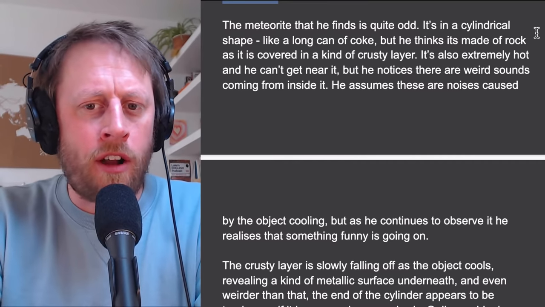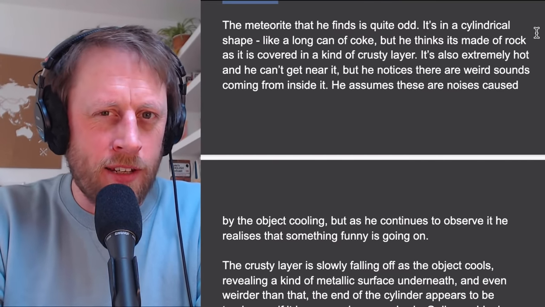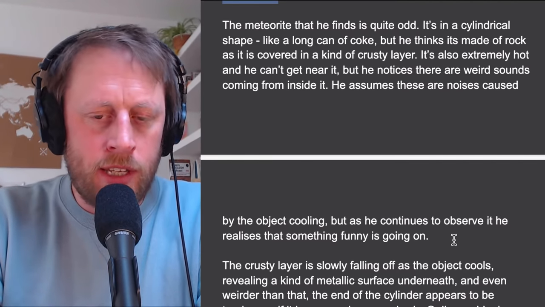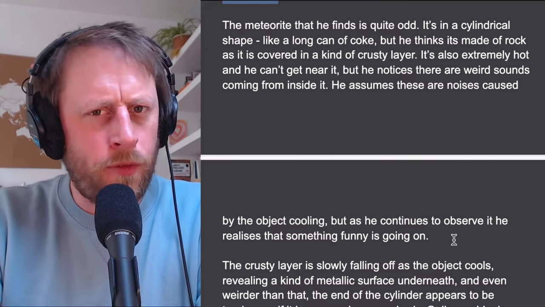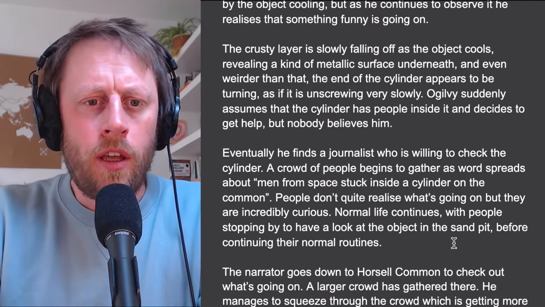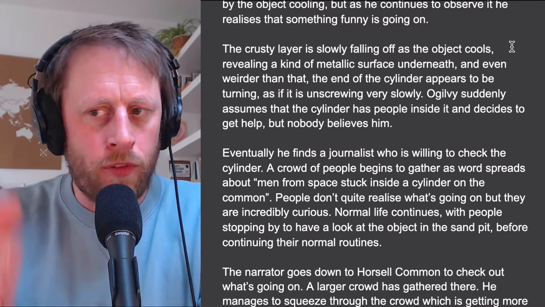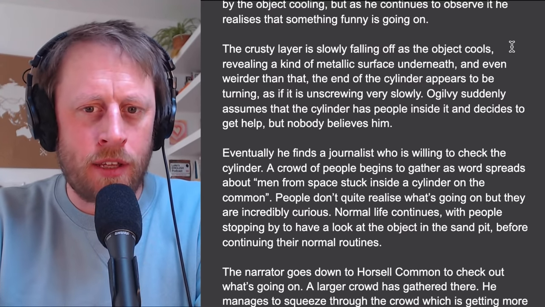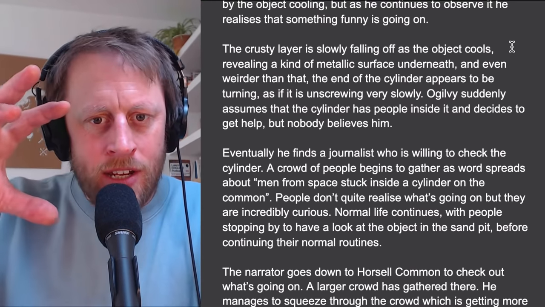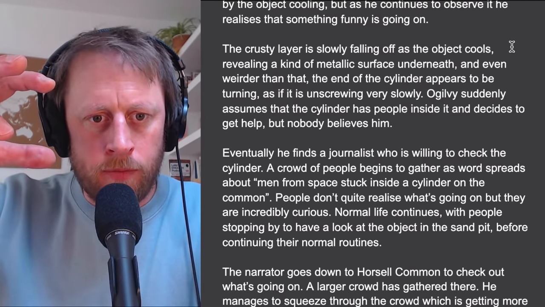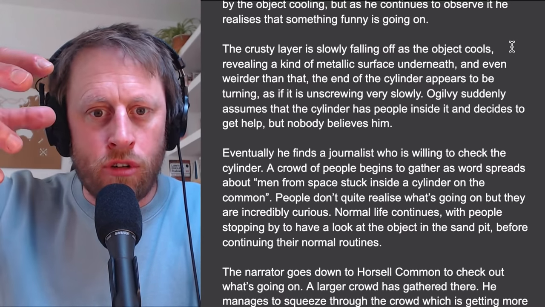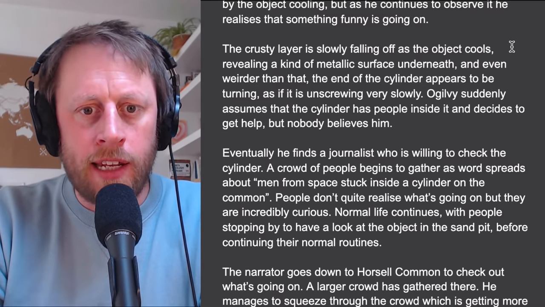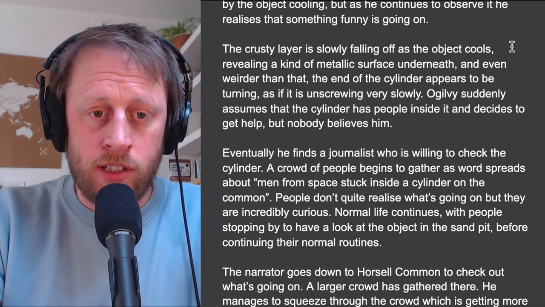But he notices that there are weird sounds coming from inside it. He assumes these are noises caused by the object cooling. But as he continues to observe it, he realizes that something funny is going on. The crusty layer is slowly falling off like ash as the object cools, revealing a kind of metallic surface underneath. And even weirder than that, the end of the cylinder appears to be turning very slowly, as if it is unscrewing very slowly. Ogilvy suddenly assumes that the cylinder has people inside it and decides to get help.